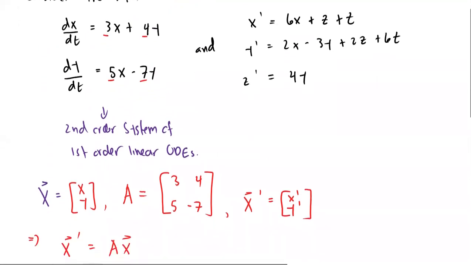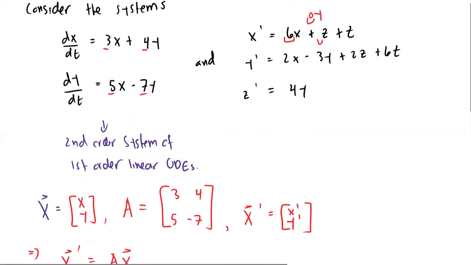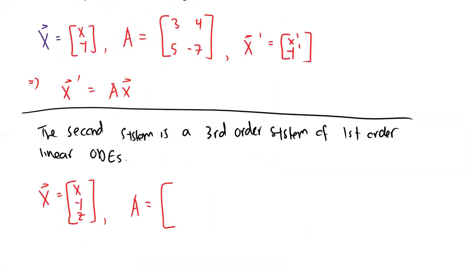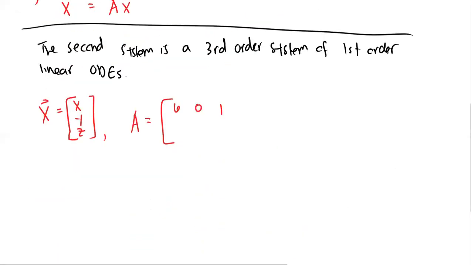Okay? So just write your matrix by reading the coefficients row by row. The first row has 6 as the coefficient for x, 0 for the coefficient of y. Anytime you don't see a variable, you can think of it as 0 times y in there. So there's a 0, and then a 1 in front of z. So the first row is going to be 6, 0, 1. The second row, just look at the second equation and look at the coefficients. We have 2, negative 3, and 2.